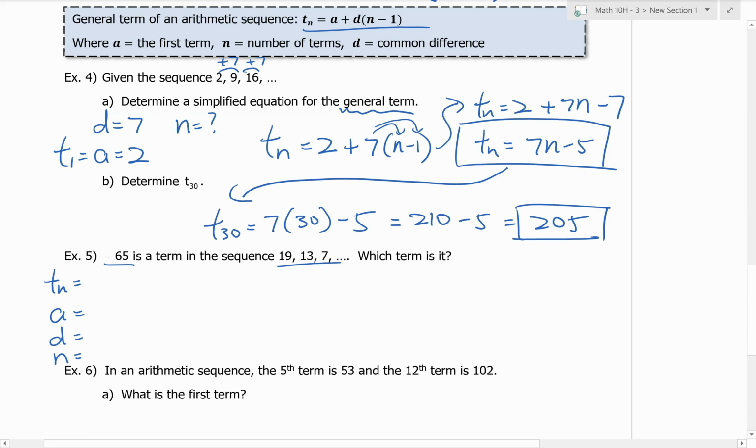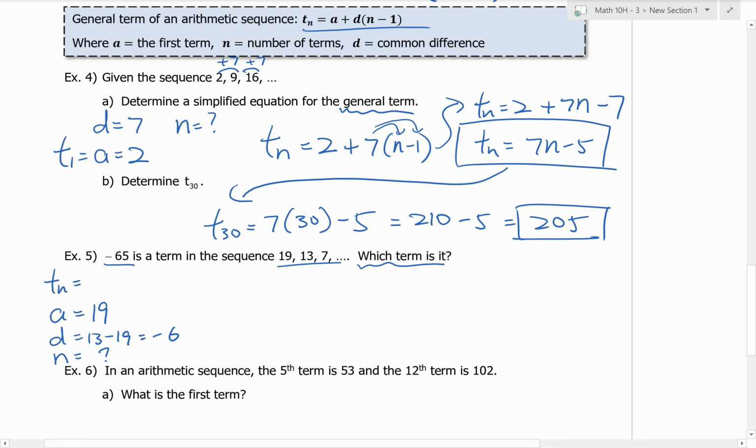This is the sequence. I think it's clear that a, the first term, is 19. I think the common difference is also easy to figure out. Recall, difference is simply second term minus the first term, which is negative 6. The question is, which term is it? So really what we're looking for is what is n.